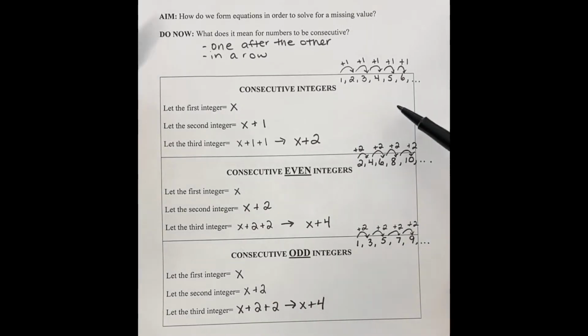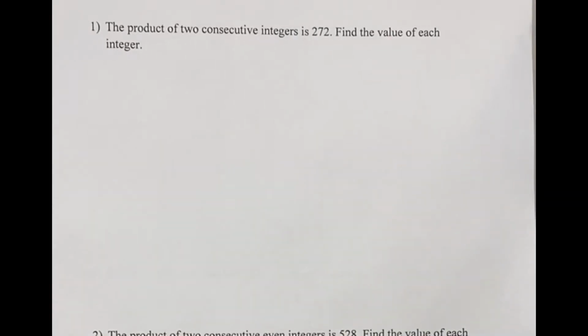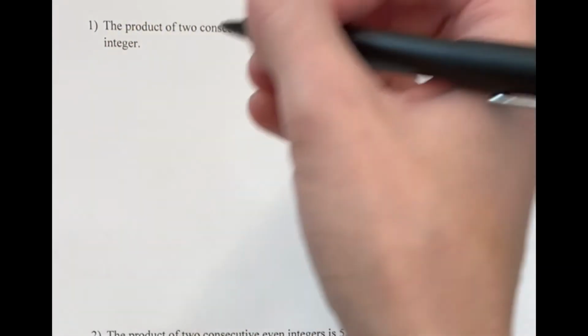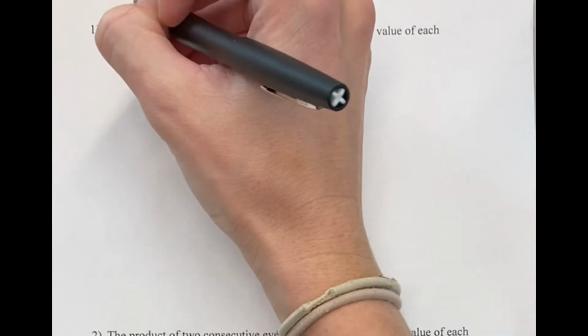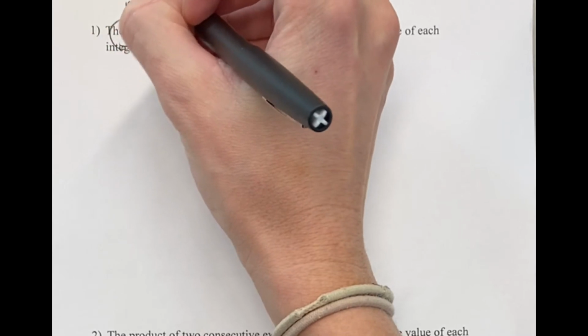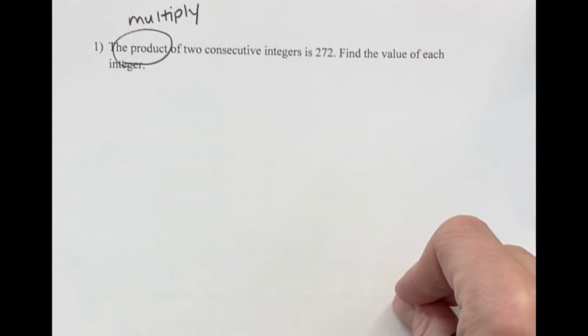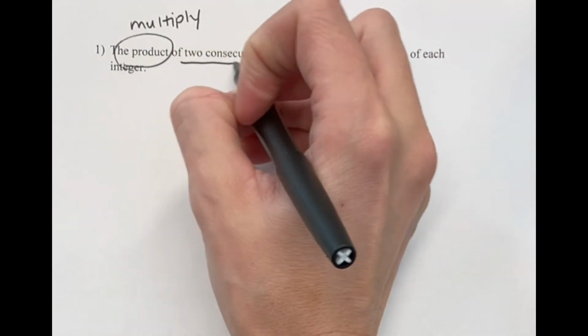So we're going to use our consecutive integer let statements to help us solve and create equations to find missing values. So take a look at question 1. It says the product of two consecutive integers is 272. Find the value of each of these integers. So first, it's saying product. Product means we are multiplying. So then it says two consecutive integers.